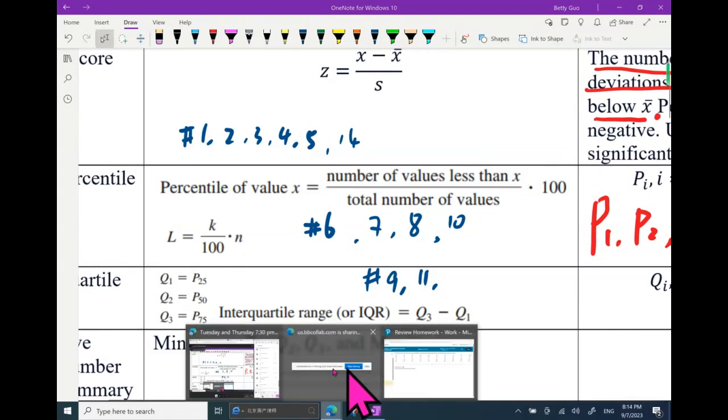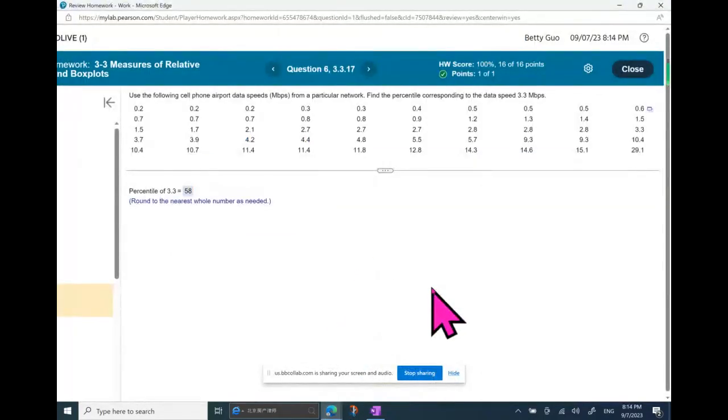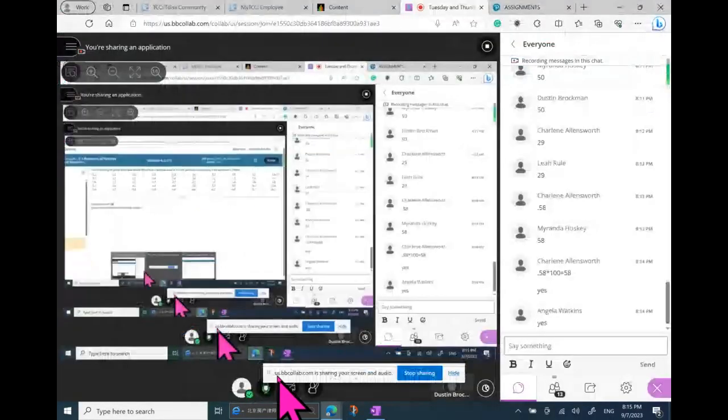And that means what? That means there are about 58% of values below it, and about 42% of values above it. That makes perfect sense, at least to me.